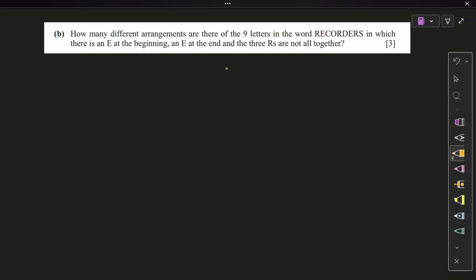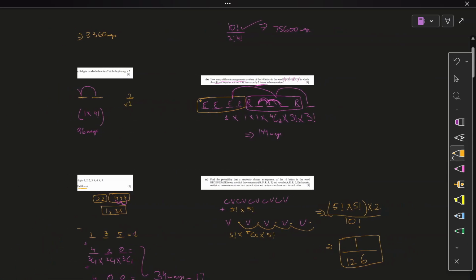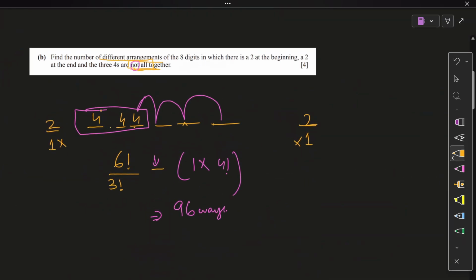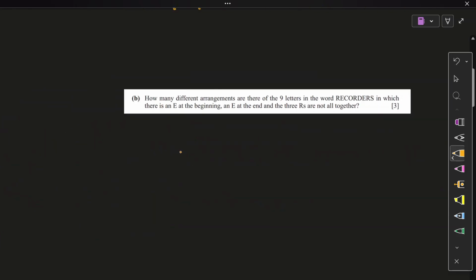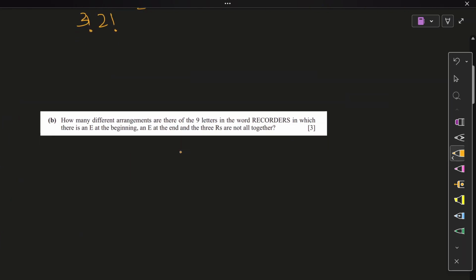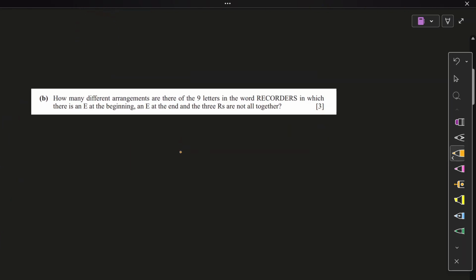How many different arrangements are there of the 9 letters in the word recorders in which there is an E at the beginning, an E at the end, and the 3 R's are not all together? This is the same twos and fours kind of question. Same thing we did in the first question. One E at the end, one at the beginning, and the R's are not all together.